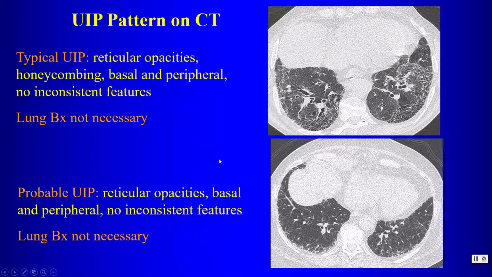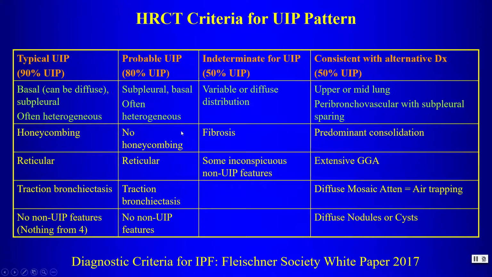Now, the clinical significance of this diagnosis of a typical UIP or probable UIP pattern is in these cases, if the clinical findings, the clinical manifestations are typical of idiopathic pulmonary fibrosis, a lung biopsy is not necessary, and the patient can be given a diagnosis of IPF and can be treated for idiopathic pulmonary fibrosis.